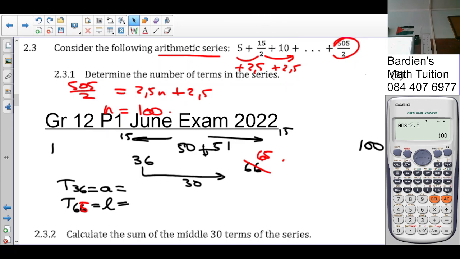So using that formula, that's why I kept the formula here. So it's 2.5 times 36 plus 2.5. Okay, so that gives me 92.5. Do the same for term 65. It gives me 165.